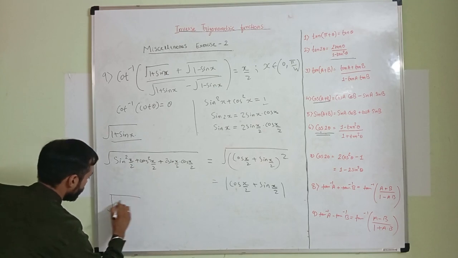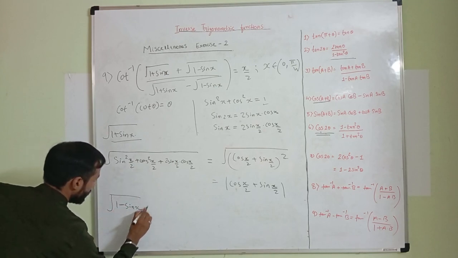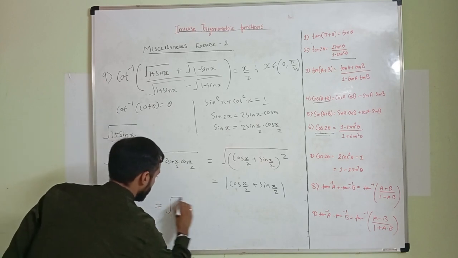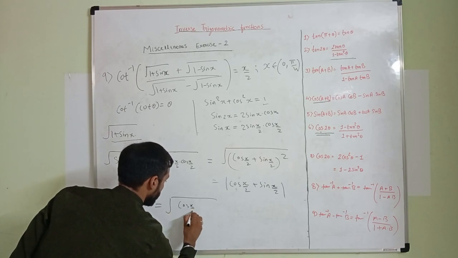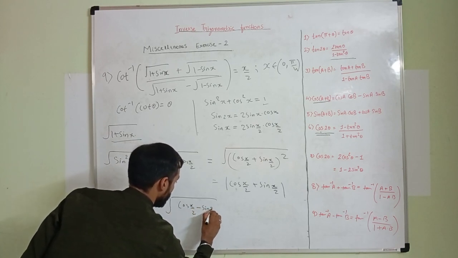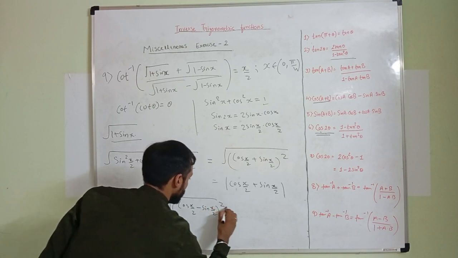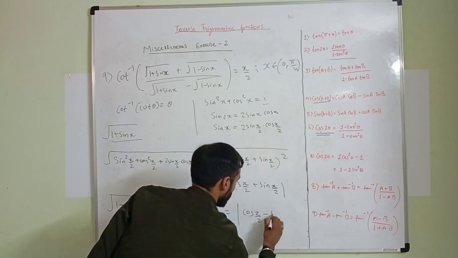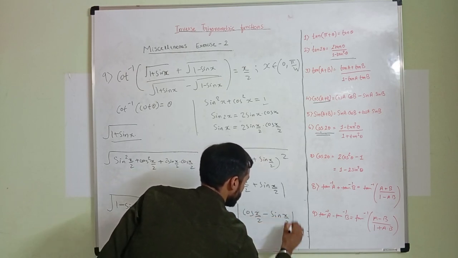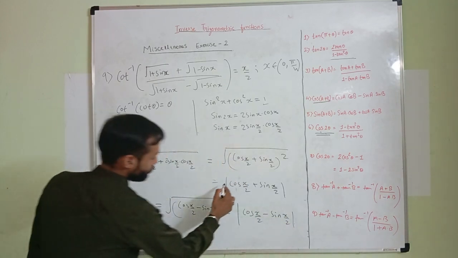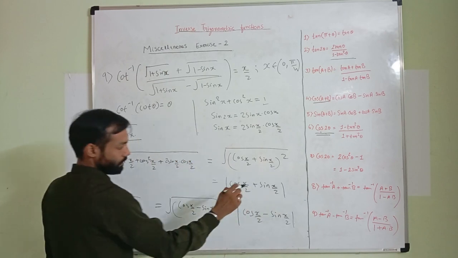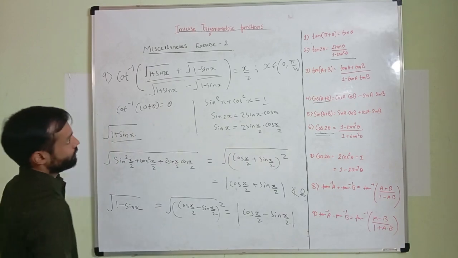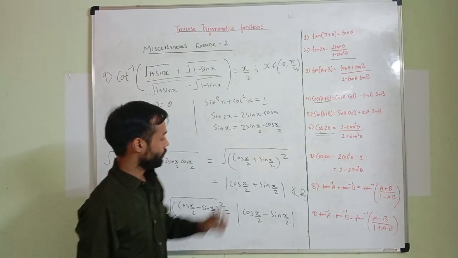So for this square root of 1 minus sin x, the rest of the logic will be the same. Finally we will get square root of cos x by 2 minus sin x by 2 whole square. So it will be mod of cos x by 2 minus sin x by 2. See, this value of mod will not be less than 0. Okay. So here x belongs to 0 to pi by 4 is given.